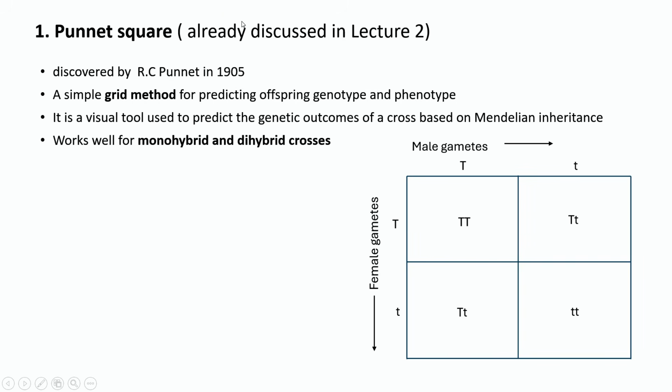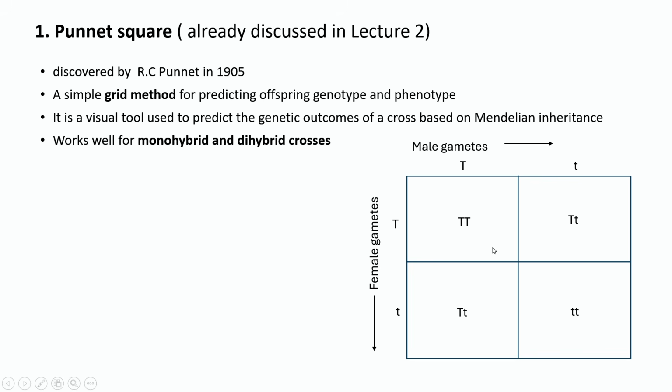So the Punnett square, as we discussed in lecture 2, was devised by R.C. Punnett in 1905. It is a simple grid method. You can see here we make different grids, and we solve the grid by writing the genotypes of the male gametes on one axis and the female gametes on the other axis, and then we make combinations. The details were already discussed in the previous class. This method is really good to understand when you are very new, but when things get more complicated, like when the crosses are trihybrid, then it is very difficult to handle these kinds of grids.